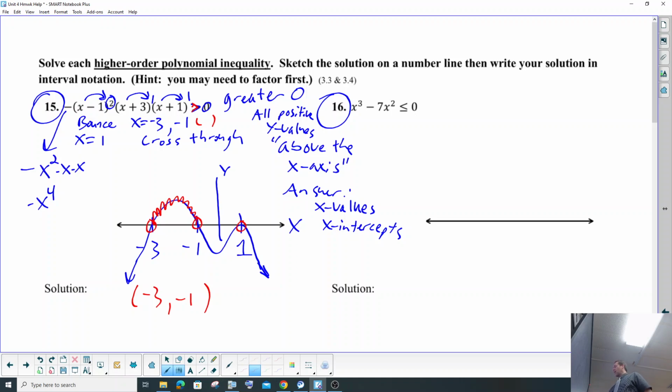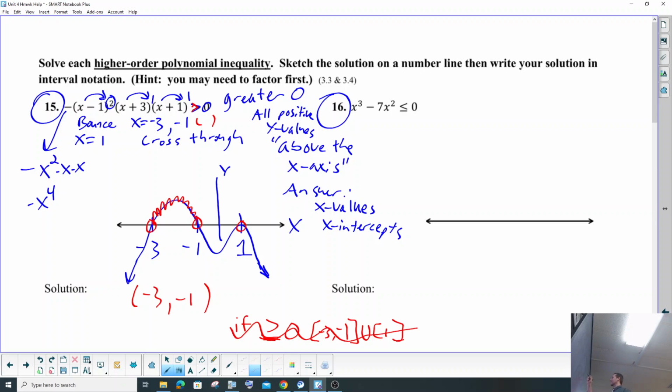We're done. If it had been greater than or equal to 0, then you would do negative 3 to negative 1 in union with 1. But that's if it's the equal to, which it's not. Okay, beautiful.